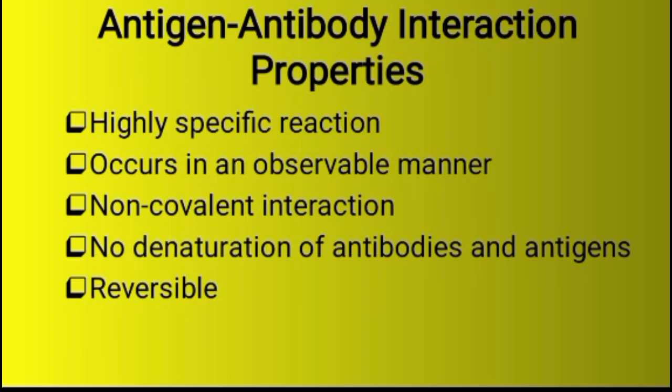Number 2 is that all antigen-antibody reactions behave in an observable manner. That's why you can see agglutination when you mix your titer values with blood to identify blood group. When you want to identify whether there is typhoid fever or not, you see agglutination. When you want to identify whether there is HIV or not, you see the formation of a strip line. That strip line indicates that there is an antigen-antibody reaction. So they occur in an observable manner.